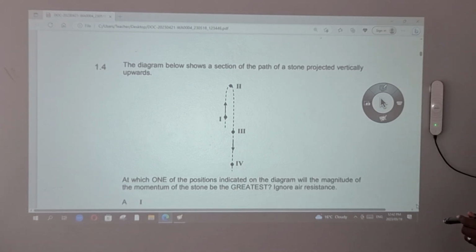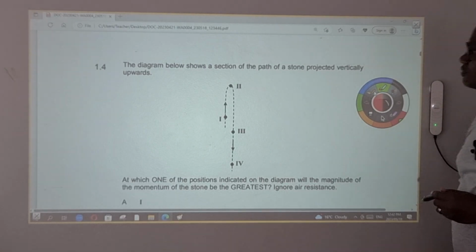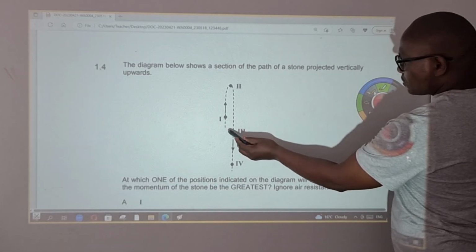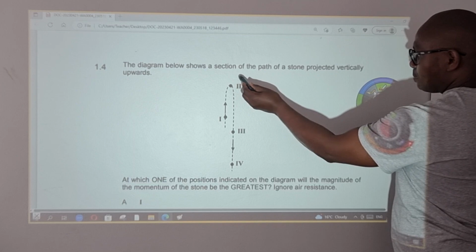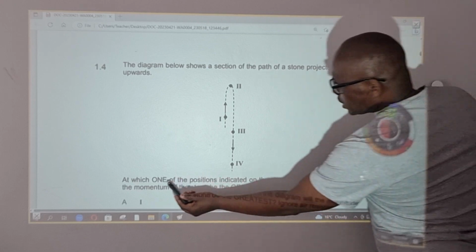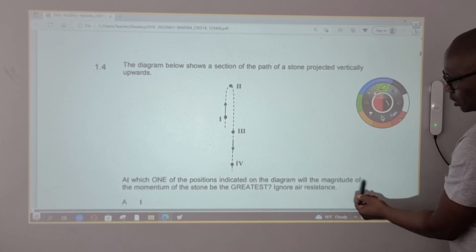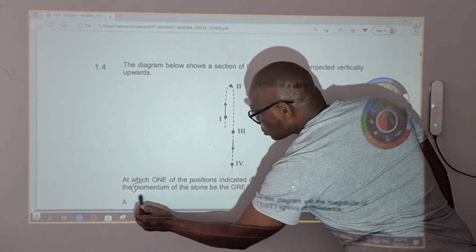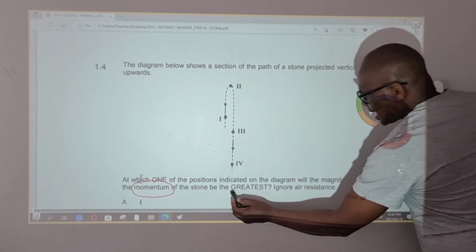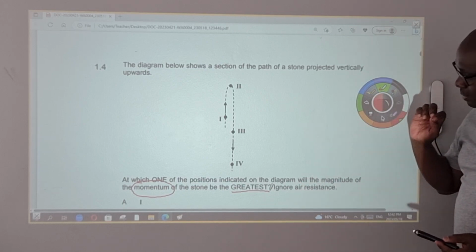Now, the very important thing about 1.3, the statement reads like this. The diagram below shows a section of the path of a stone projected vertically upward. As you can see, this is the path of the stone. So the stone was projected up and went up and then comes down. And then now the question is: at which one of the positions indicated in the diagram will the magnitude of the momentum of the stone be the greatest? And the examiner is helping you here to underline that this is looking for the momentum being the greatest.